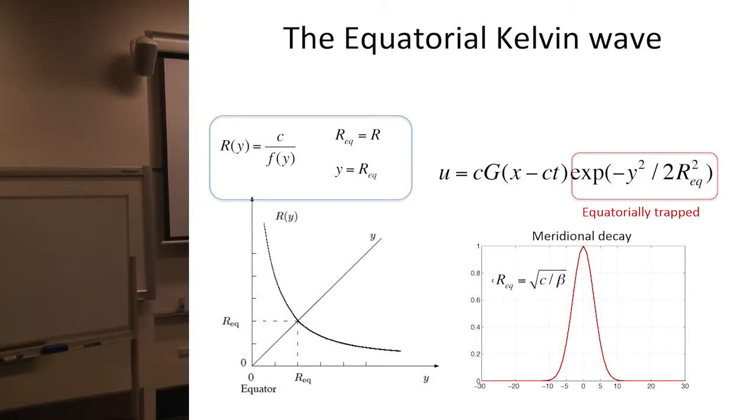So if you substitute in here the beta plane approximation, so F is equal to beta Y, you can then choose Y, which is equal to R, and R at the equator, so they're all the same. Then you can swap this Y for the R here, and then you have R squared is equal to C over beta, which gives you the deformation radius. It's basically the meridional decay scale of the waves, and which is one of the main things that's suggesting that they're equatorially trapped. Why they're equatorially trapped, I think, becomes a little bit clearer in the next slide as well.